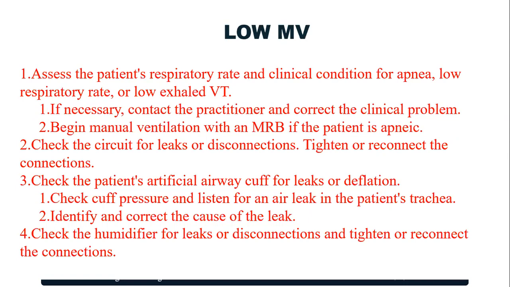Check the circuit for leaks or disconnections. Tighten or reconnect the connections. Check the patient's artificial airway cuff for leaks or deflation. Check the cuff pressure and listen for an air leak in the patient's trachea. Identify and correct the cause of the leak. Check the humidifier for leak or disconnection and tighten or reconnect the connection.